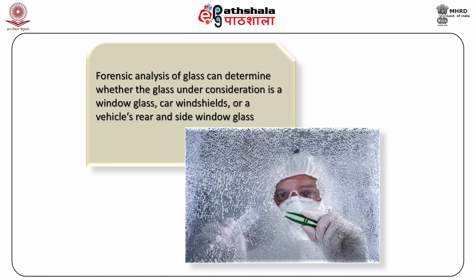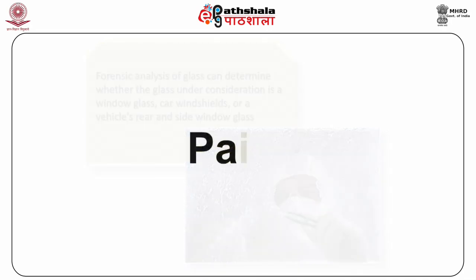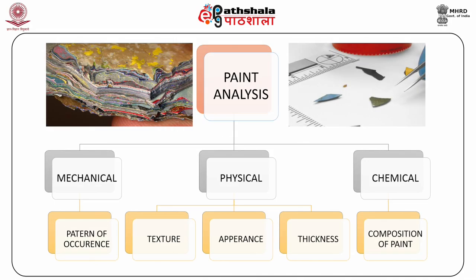One can easily come to the conclusion whether the glass under consideration is a window glass, car windshield, or a vehicle's rear and side window glass. Paint. The analysis of the paint can be mechanical, physical, and chemical. The exact composition of the paint, the texture, appearance, thickness, and the pattern of the occurrence.